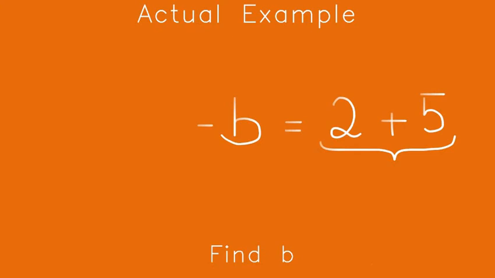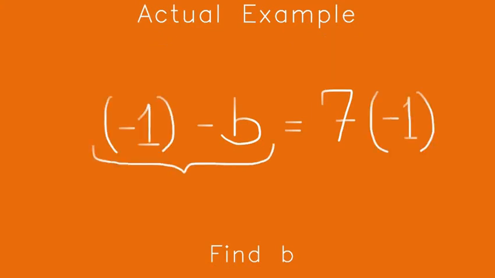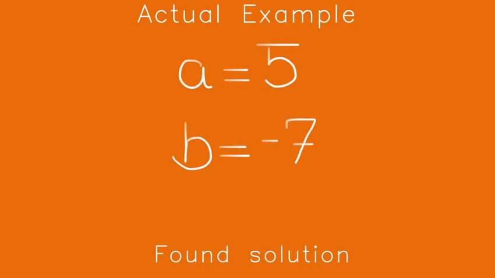2 added to 5 is 5, 6, 7. We need to get rid of the negative 1, which is with the b, so we can multiply negative 1 on both sides. We do that, and we get b is equal to negative 7. So we have found b, and we already had found a. So in this case, we already have the solution, and you can see it was really fast this time. But this doesn't actually always happen.